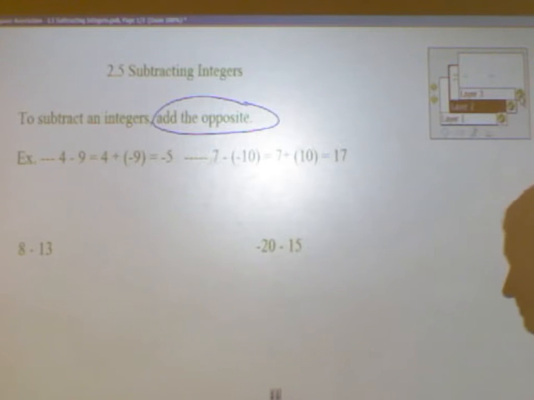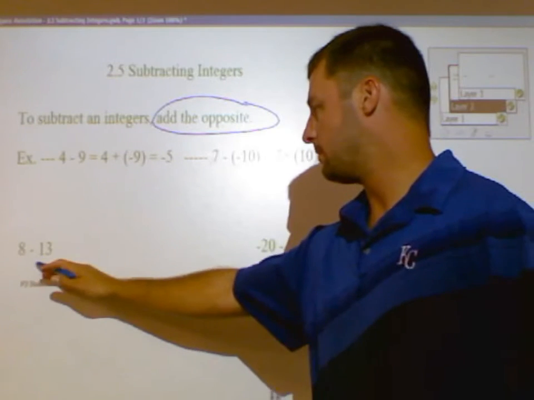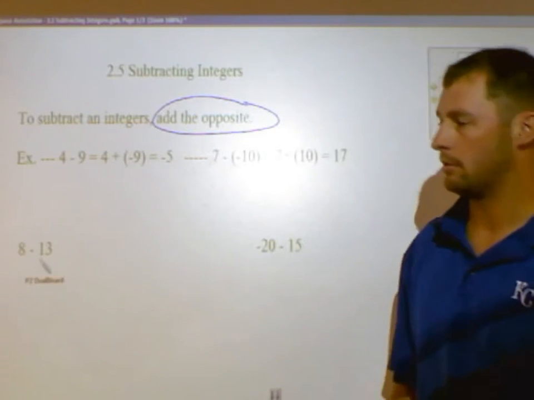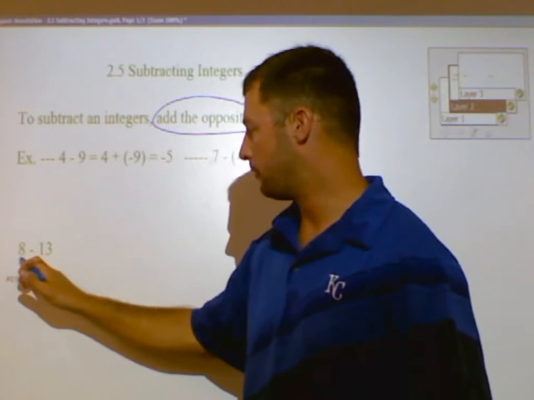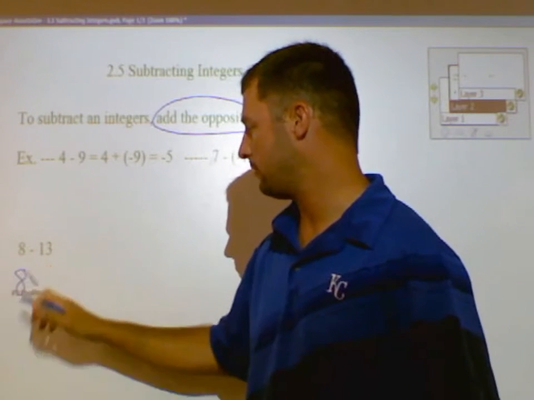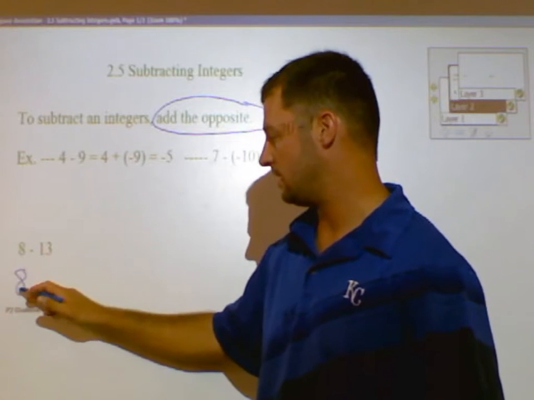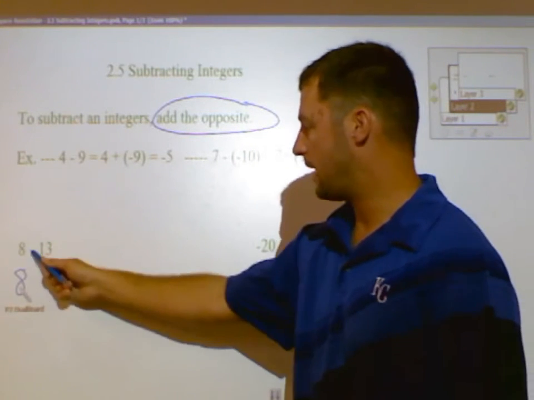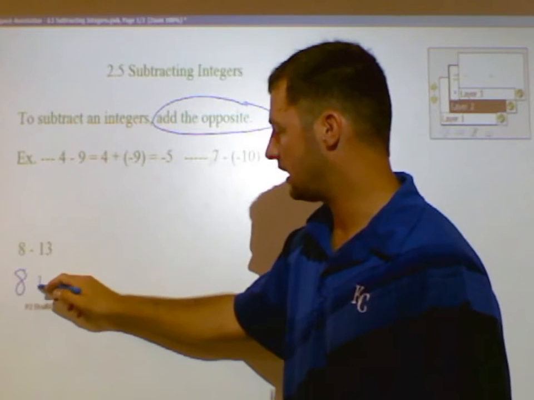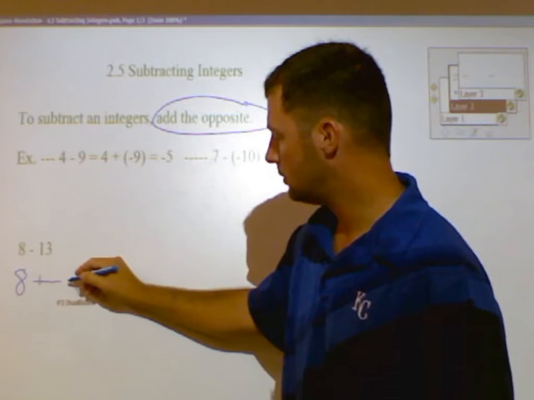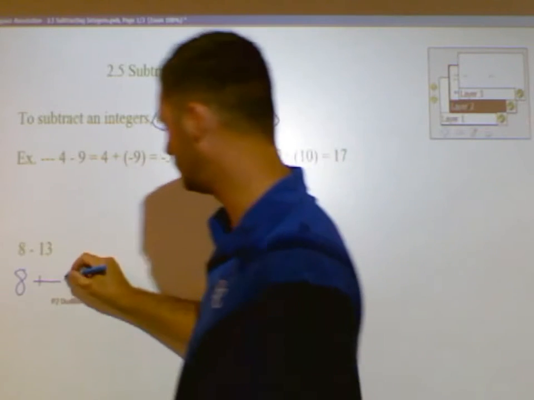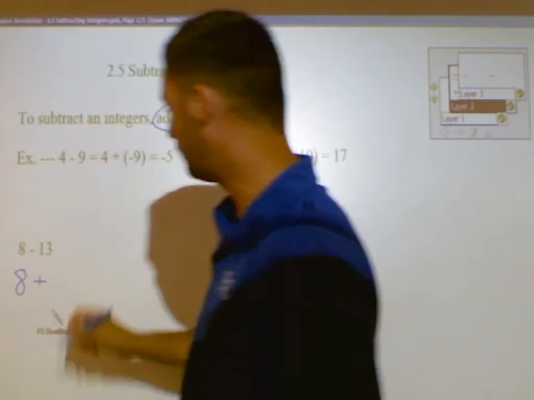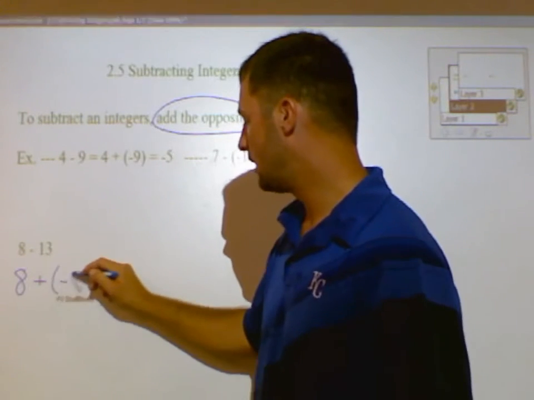We worked on this. We ground it into you a little bit, so it should be pretty familiar. So like some examples. The first example, I have 8 minus 13. Again, I'm going to add the opposite. My first number stays the same every time. If that is 8, this is 8. Then I make my changes. So instead of 8 minus 13, I'm going to say 8 plus a negative 13.